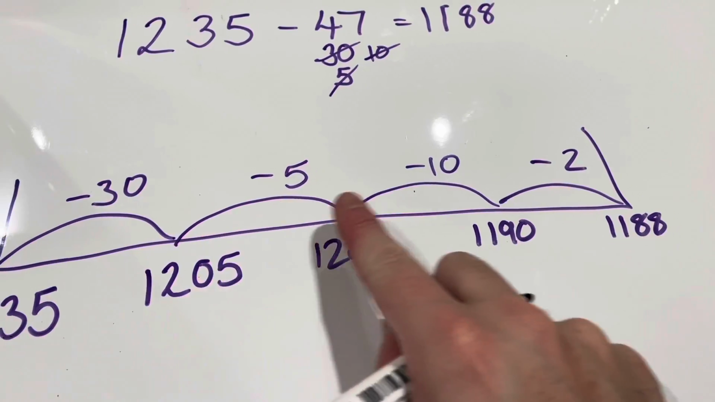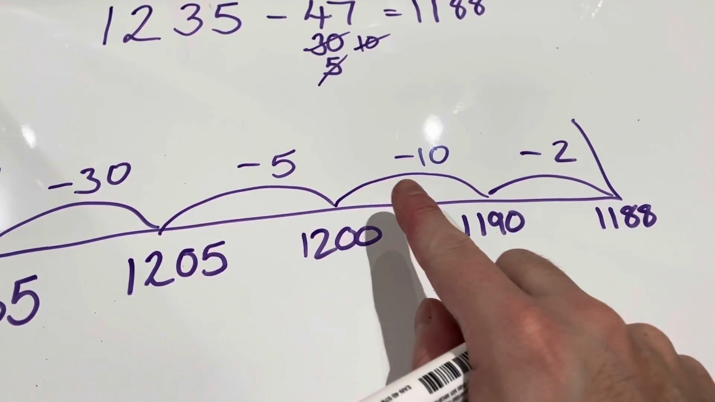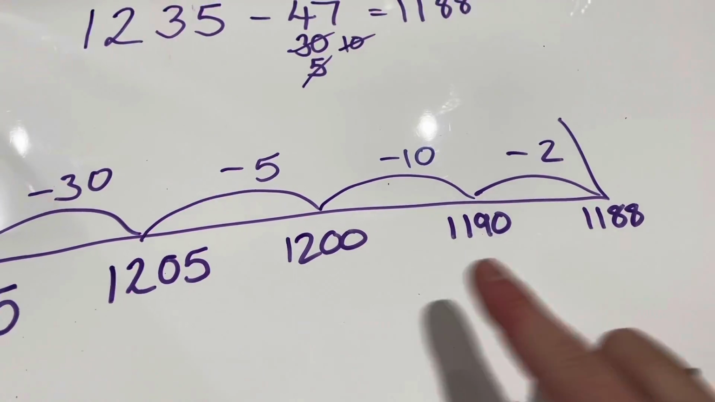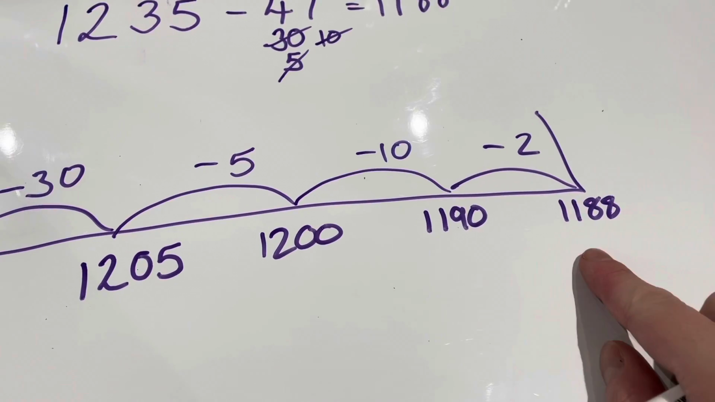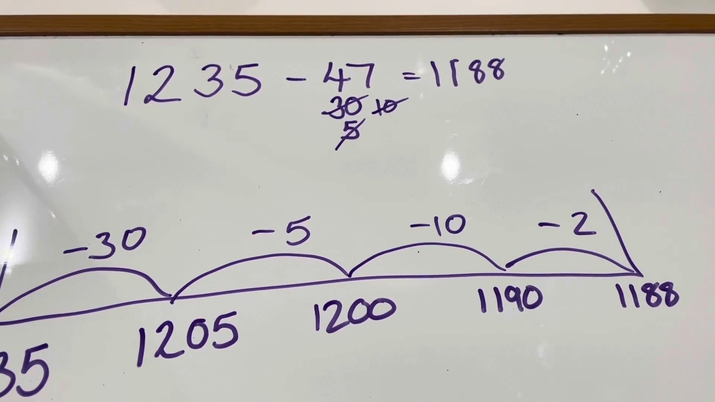If I add these numbers up, I should get the same value as this. So let's double check. 30, add 5 is 35, add 10 is 45, add 2 is 47. I've definitely taken away 47. The answer is what I finish on, 1,188. Your turn now.